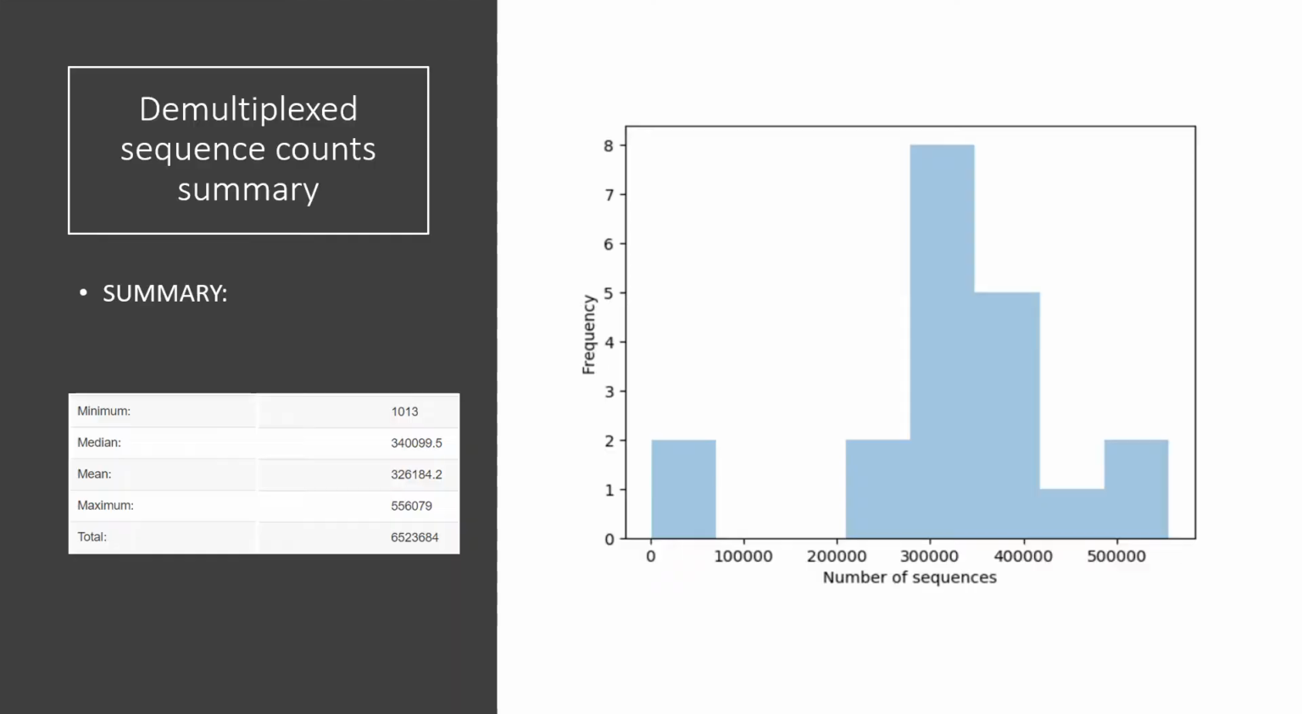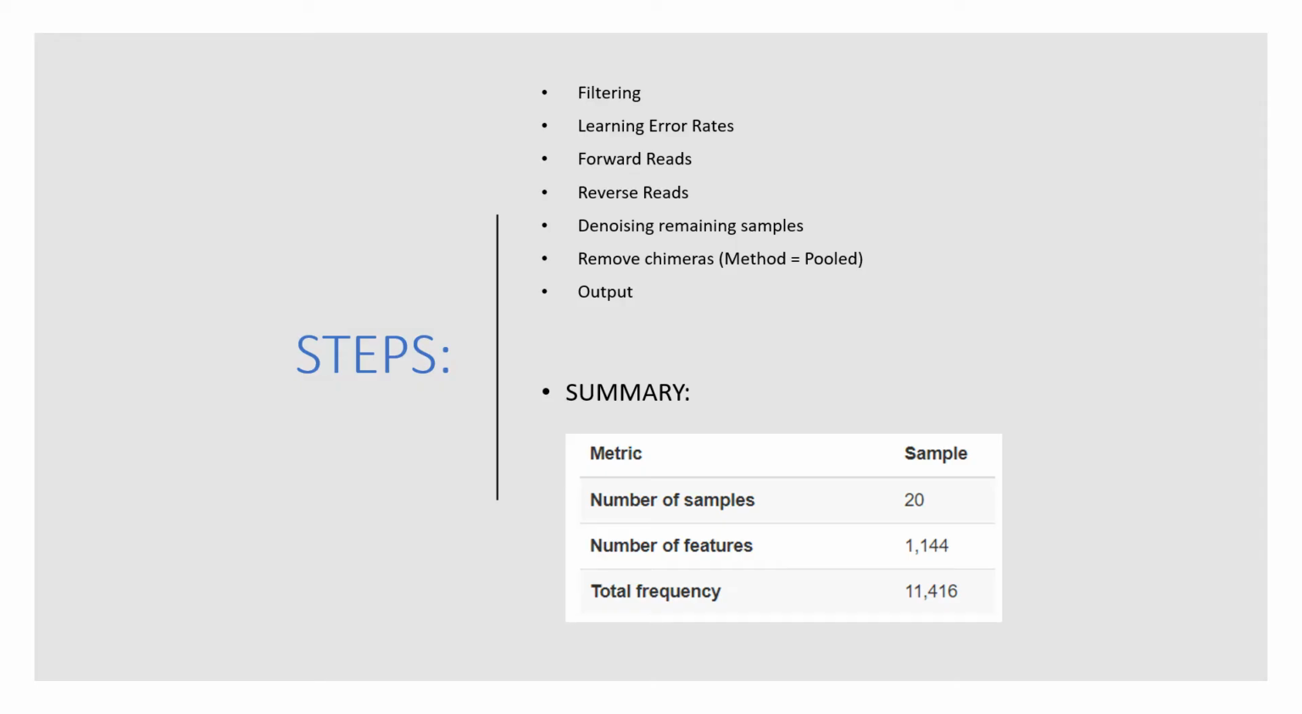Okay. So next is the summary that we get after demultiplexing. So it is a comparison of frequency and number of sequences, as you can see. Just the most at like 300,000, and here we can get the summary, basically what is the minimum, what is the maximum, the mean, the median, so stuff like that.